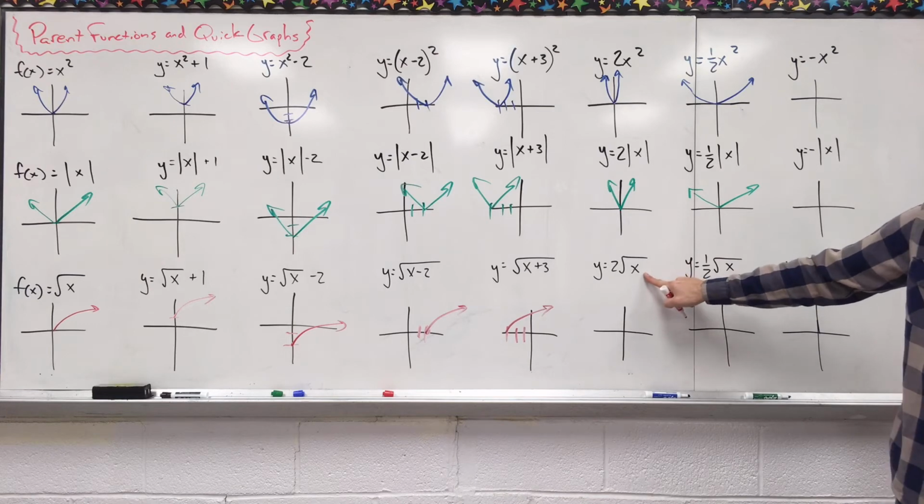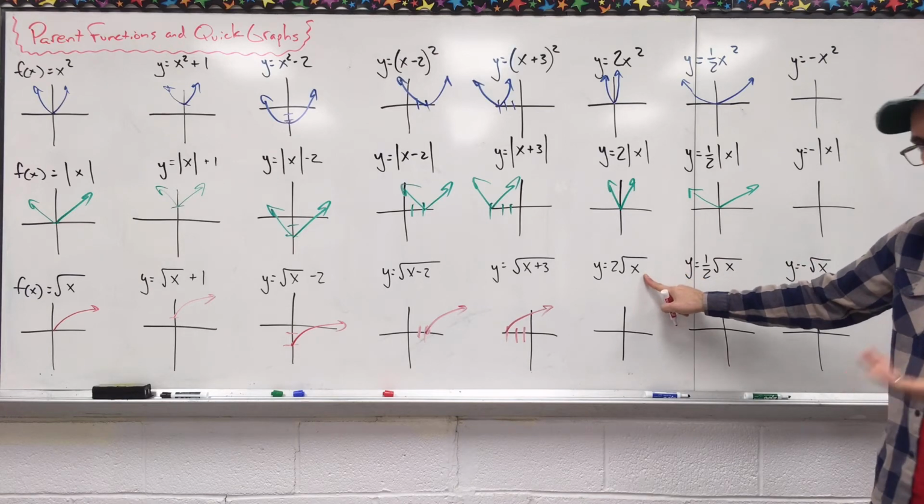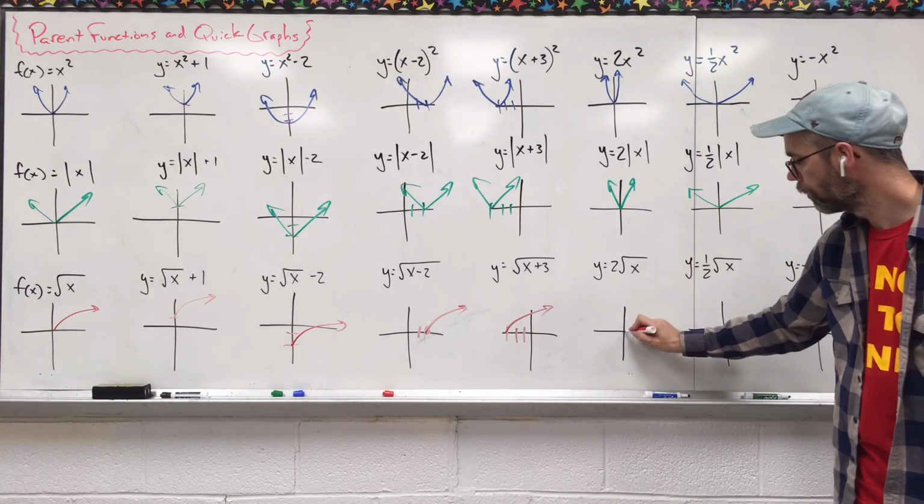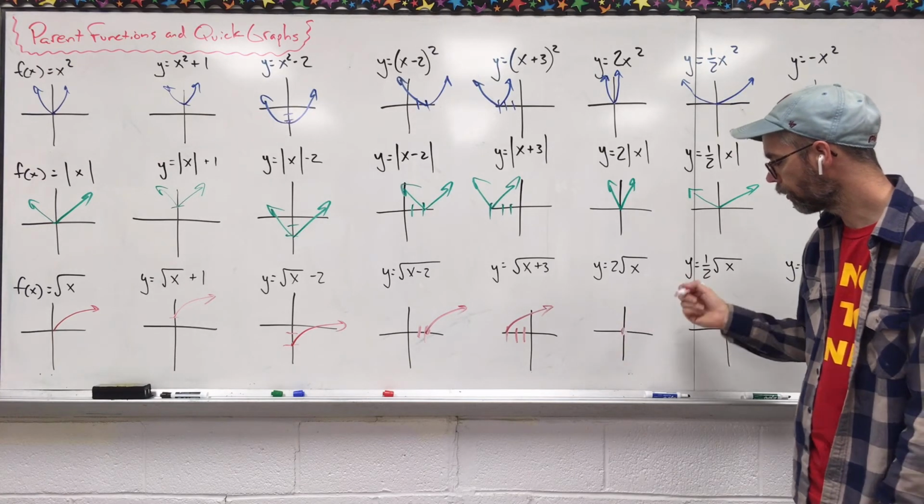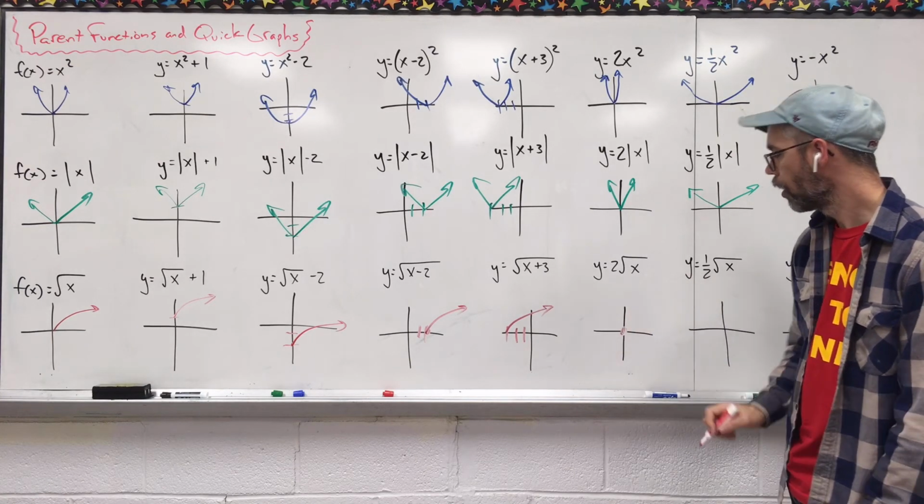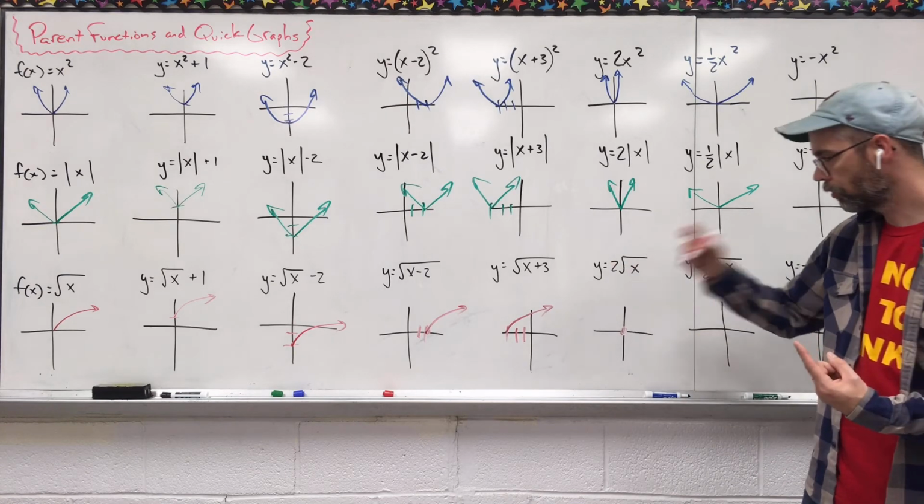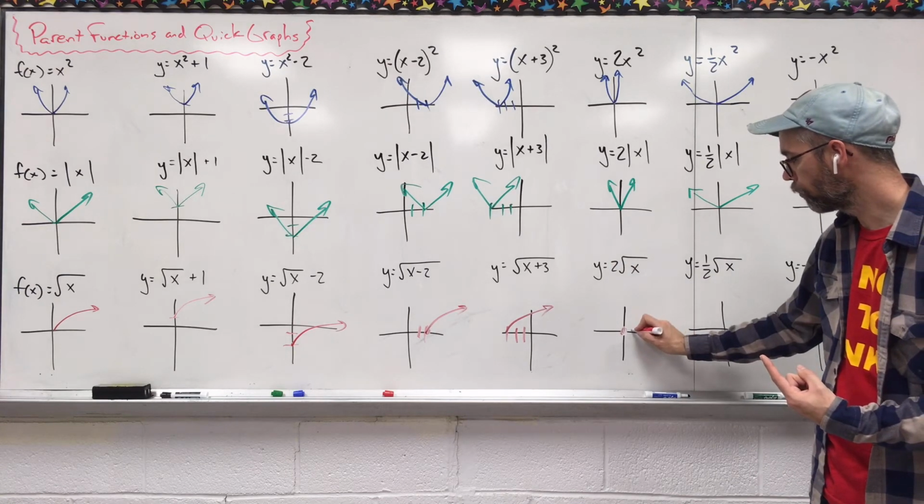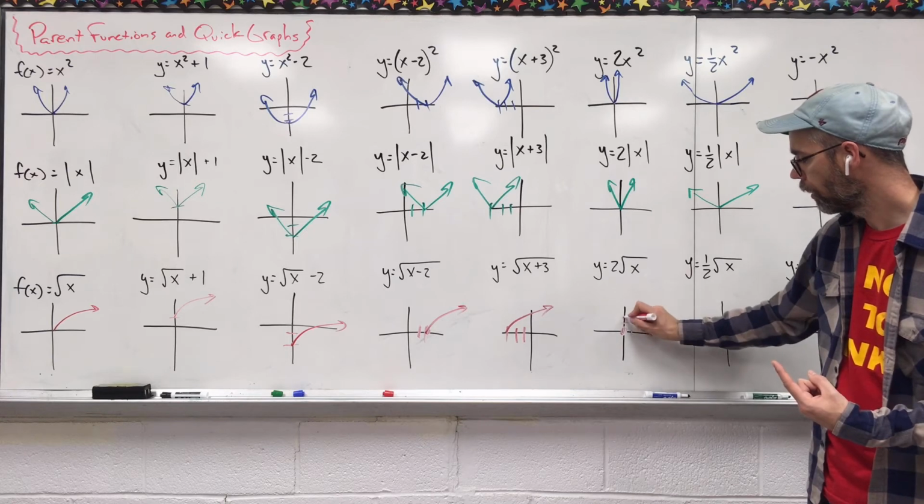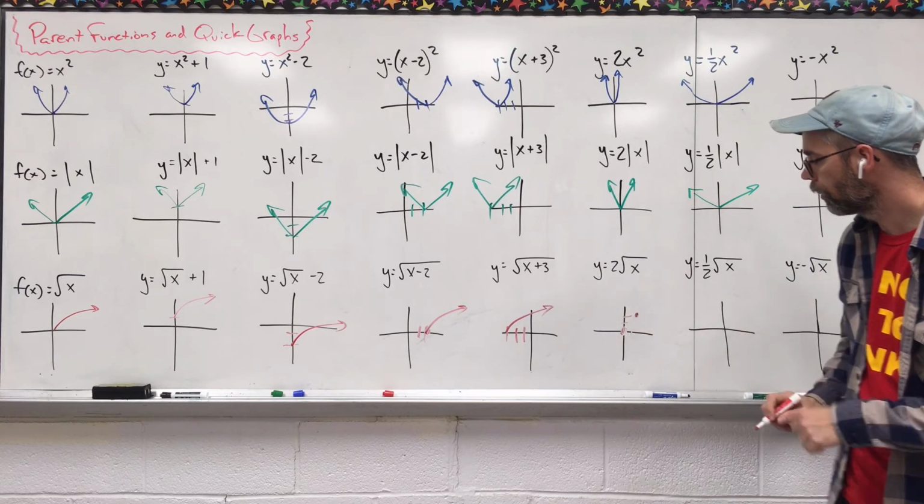If I plug 0 in for x, square root of 0 is going to be 0. 0 times 2, still 0. So we're starting off at that origin. Good. Plug a 1 in there. Square root of 1 is 1. 1 times 2 is going to give us 2. So when I put a 1 in, I get 2 as an answer.